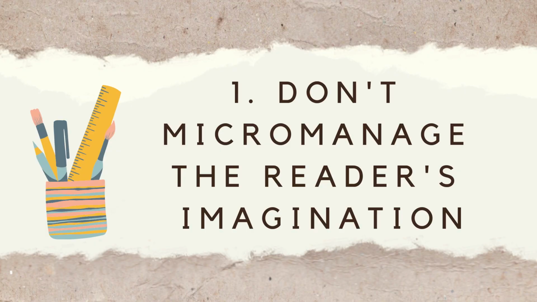Number 1, don't micromanage the reader's imagination. Probably the most common problem with amateur descriptions is just holding too tightly on the reader's imagination. So trying just way too hard to get the reader's picture in their head to be exactly like the picture that's in your head as the writer. It might seem counterintuitive, but the more we try to get the reader to see things exactly the way we see them, the harder it can be for the reader to actually create a visual in their head.